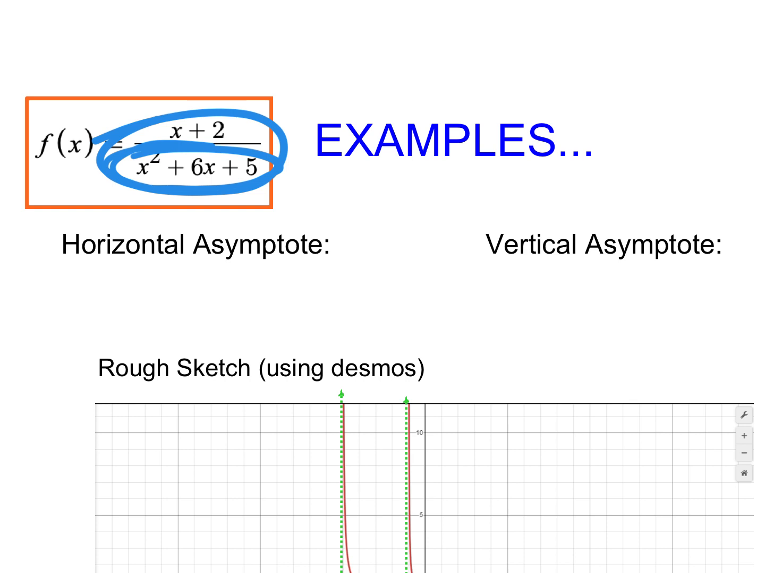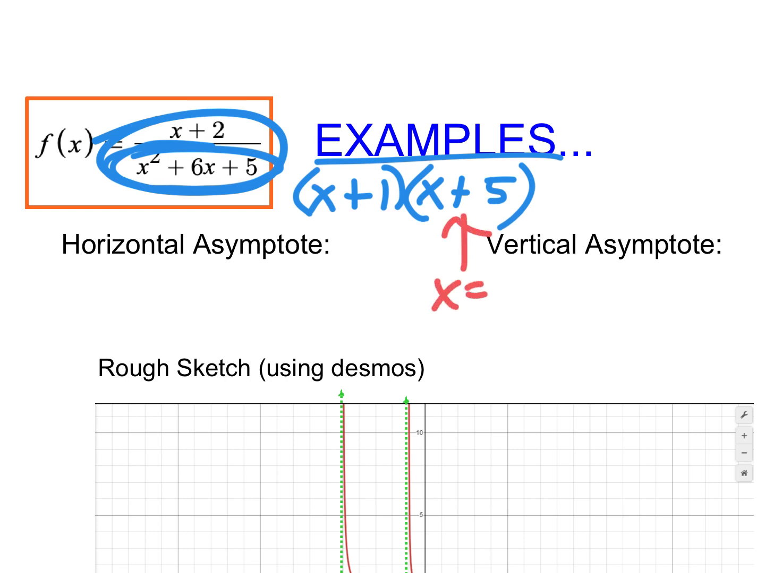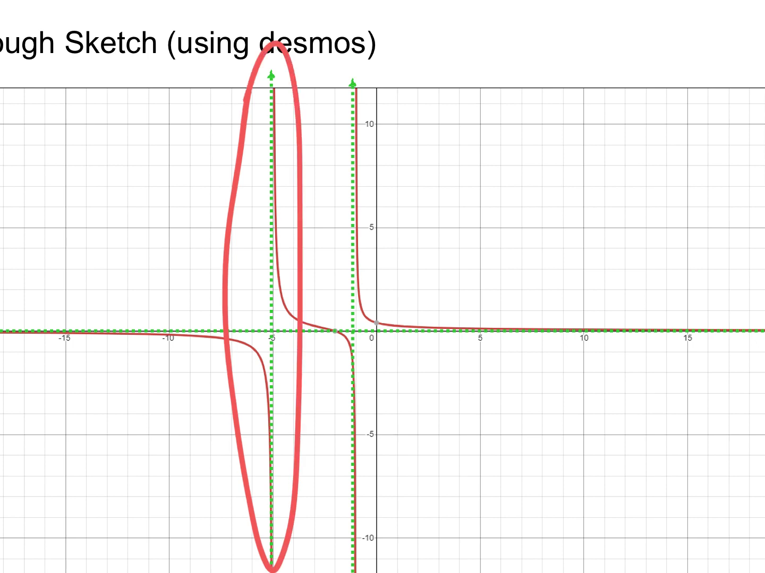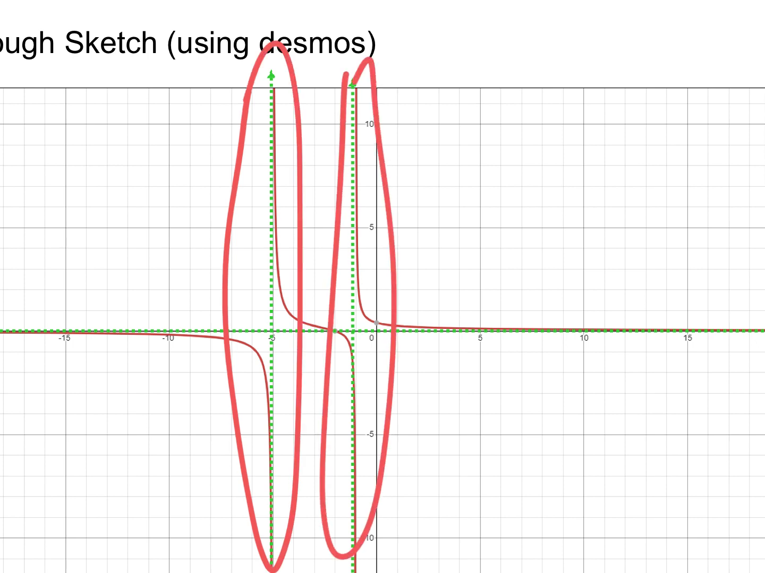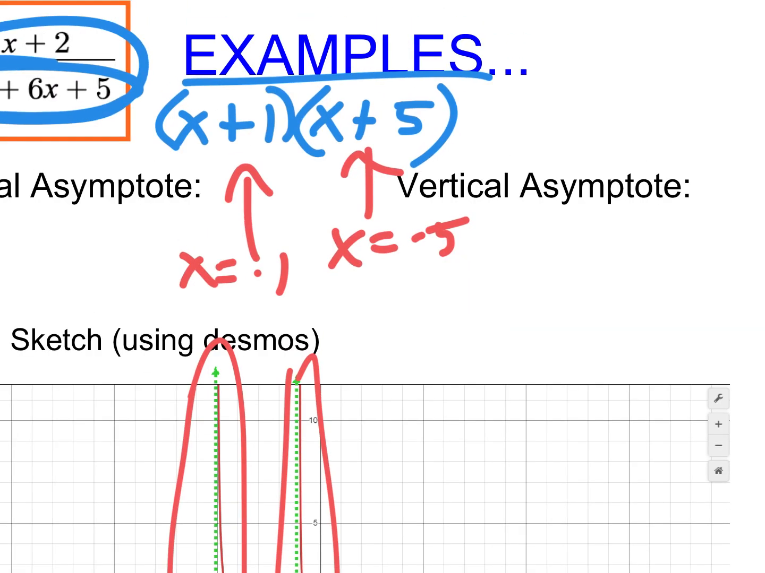And you'd end up with x plus 1 and x plus 5 on the bottom. Oh my gosh, there's 2 things that make the bottom 0. So there's 2 vertical asymptotes. Look at that. So I did tell you the things that make the bottom 0 were a big deal, right? And I did tell you that the x should be a hint that it's called the vertical asymptote. So there's 2 vertical asymptotes on this one. You just had to work a little harder to find them.